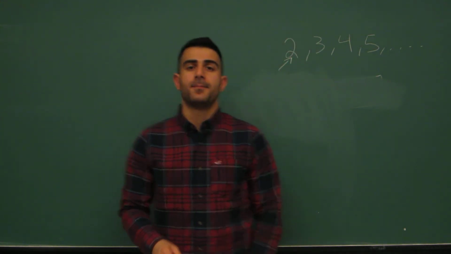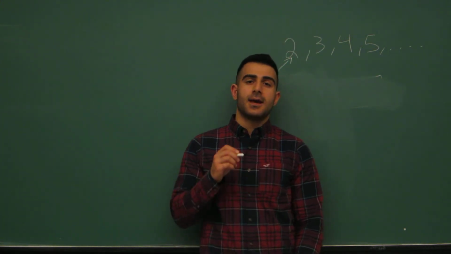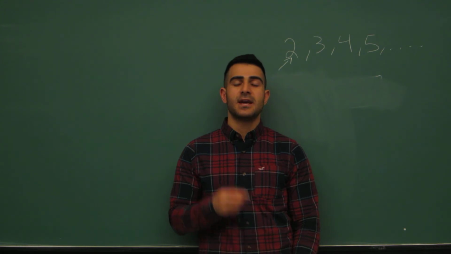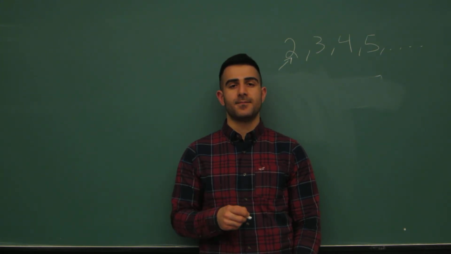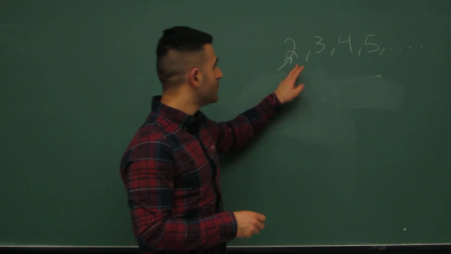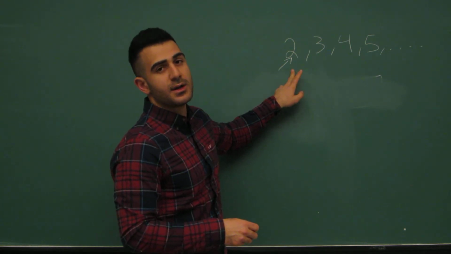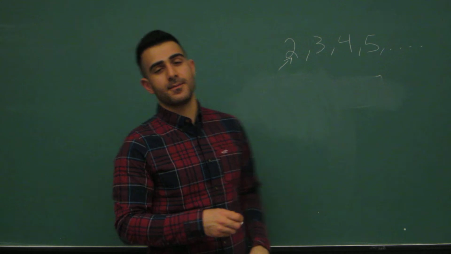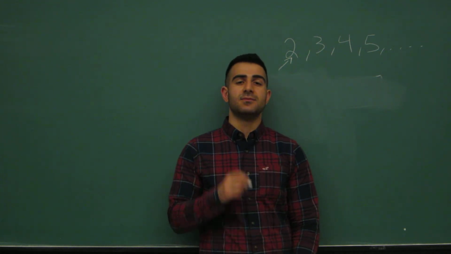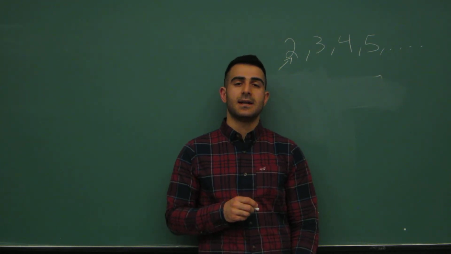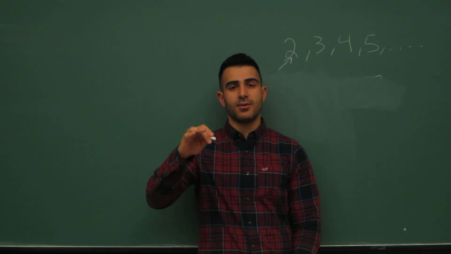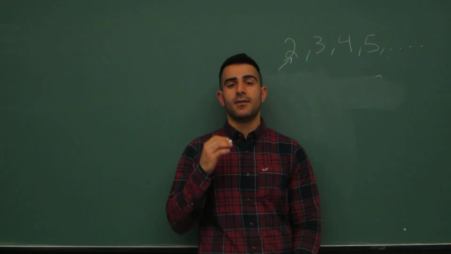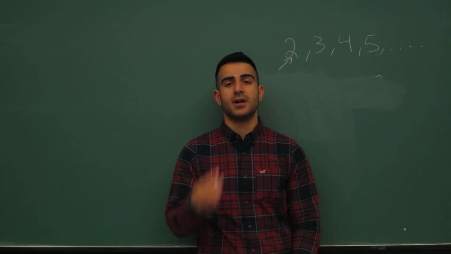Just to recap, let's go over what we learned. A prime number only has 2 factors, 1 and the number itself. In the example of 2, 2 has factors 1 and 2, so it's a prime number. A composite number has more than 2 factors. It has 3 or more factors. If you have a number and you see that it has more than 2 factors, then it's a composite number.